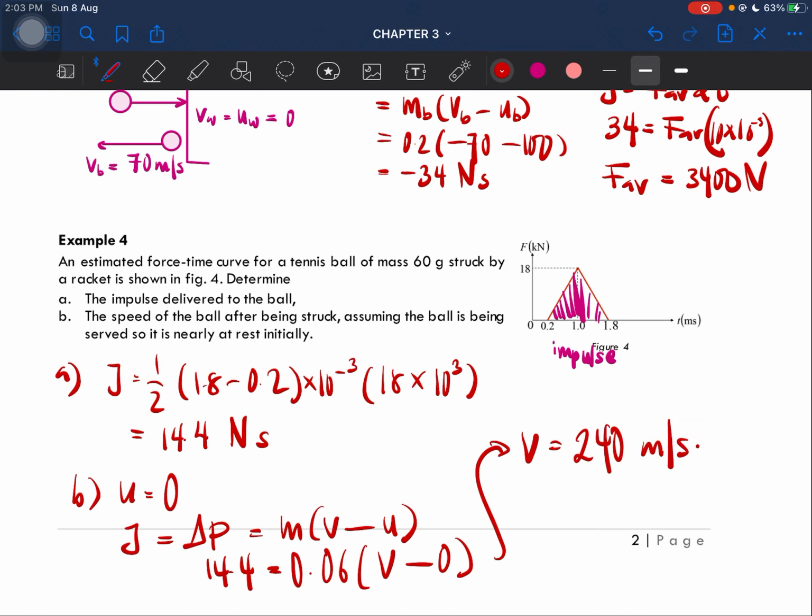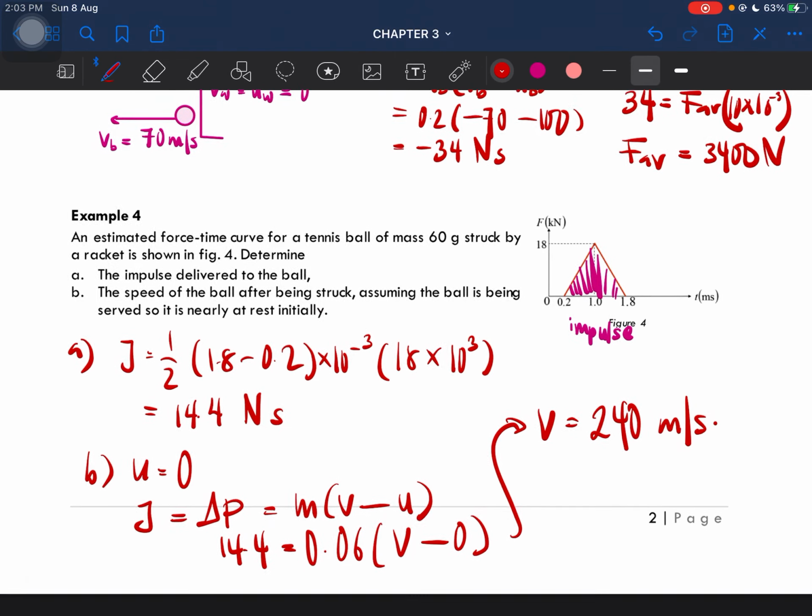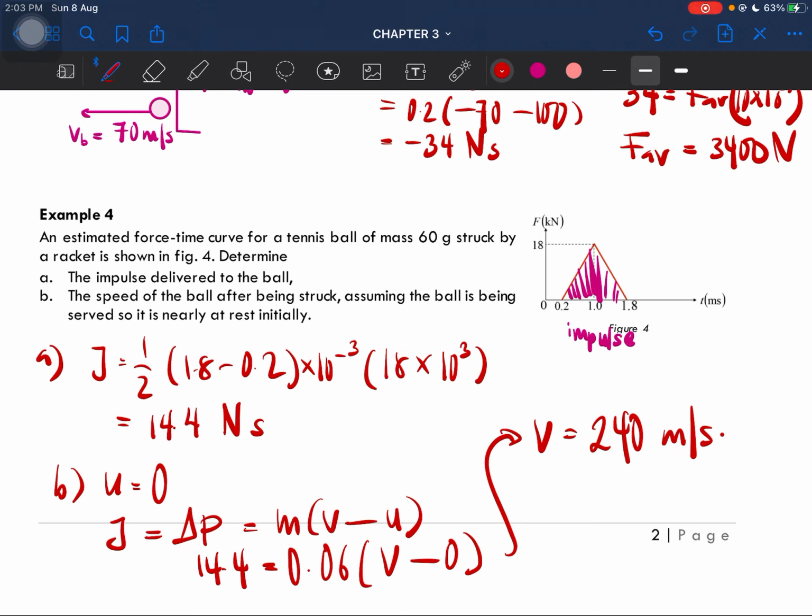So that is the speed of the ball after being struck. Okay, so that is our example number 4.